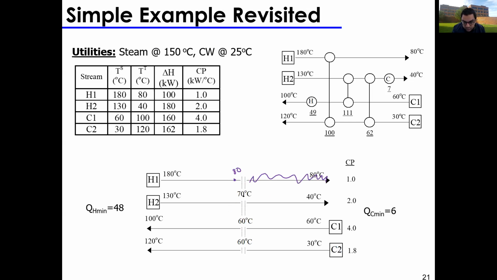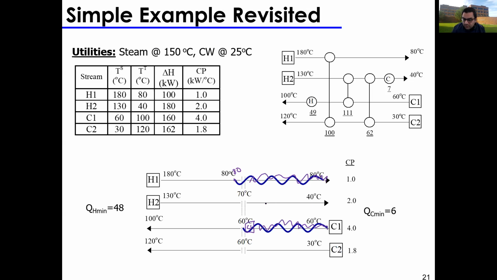For the second one, 130 to 70, 70 to 40, that's fine. For this one, it goes from 60 to 60. It doesn't make sense. So my cold stream actually starts here. So this C1 does not exist below the pinch, and this H1 does not exist below the pinch. So correct your diagram so that you clearly define your two problems.